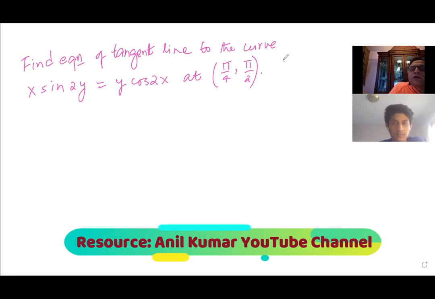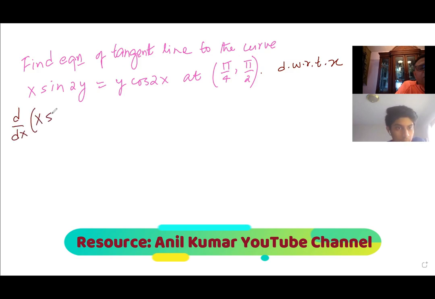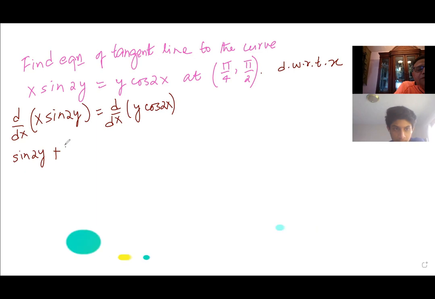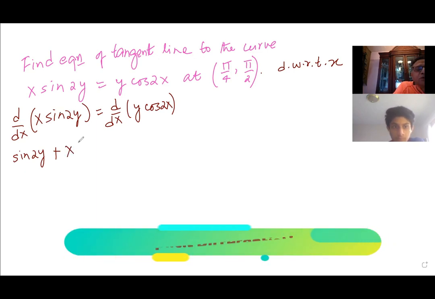So what we are going to do is differentiate with respect to x on both sides, correct? So when you differentiate with respect to x, we get d/dx of x sine 2y equals d/dx of y cos 2x. Applying the product rule, the derivative of x is 1, so we get sine 2y plus x times the derivative of sine 2y, which will be 2 cos 2y dy/dx.